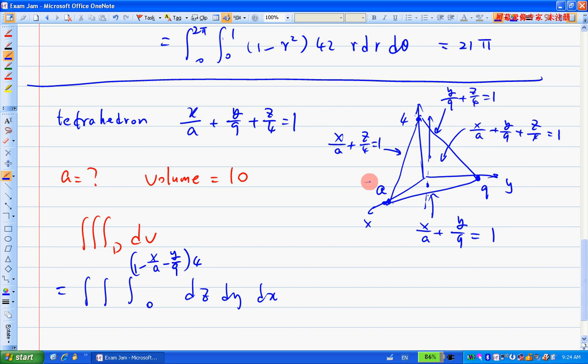Then it's the y limit. You draw a line over here, so it bumps into 0 first, then this next, which is 9 times (1 minus x over a). And last is the x limit. You sweep this line from 0 to a. So that's basically the setup.